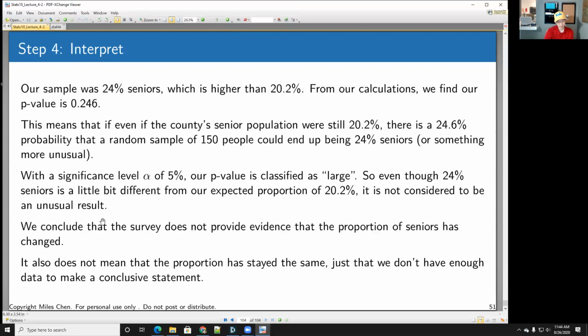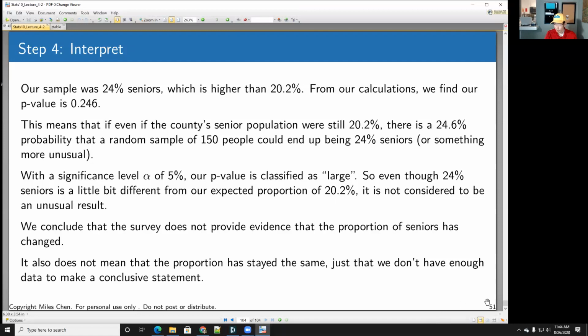And so our conclusion is that the survey does not provide evidence that the proportion of seniors has changed. We can't say that it stayed the same. It doesn't mean that the proportion has stayed the same. It's just that we only took a sample of 150 people, and that's not enough data to make a conclusive statement. Maybe the proportion of seniors is the same. Maybe it's changed a little bit, maybe it's changed a lot, but we just don't have enough data yet.